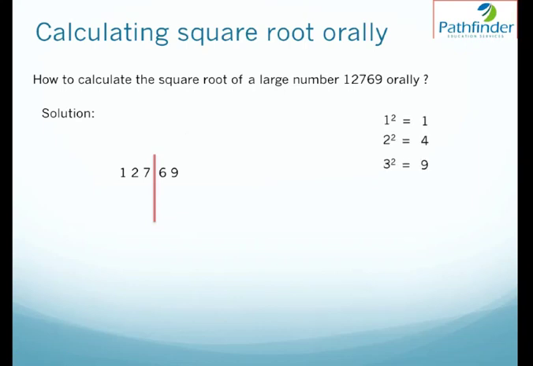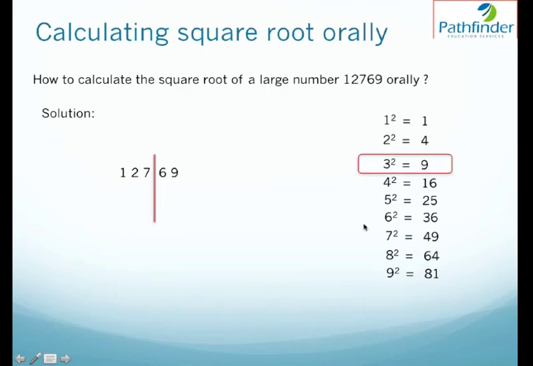Now we can again see this table which lists all the perfect squares from 1 to 9. Now you see here the unit digit is 9. Unit digit will be 9 if and only if the unit digit of the square root is 3 or the unit digit of the square root is 7. So we can say that the unit digit of the square root of 12,769 is either 3 or 7.